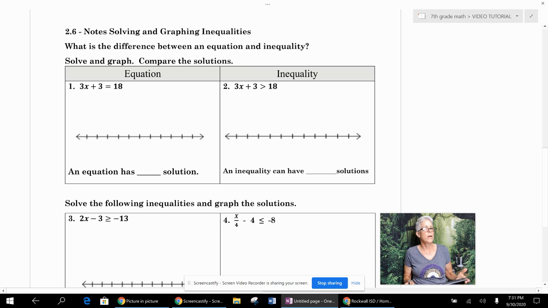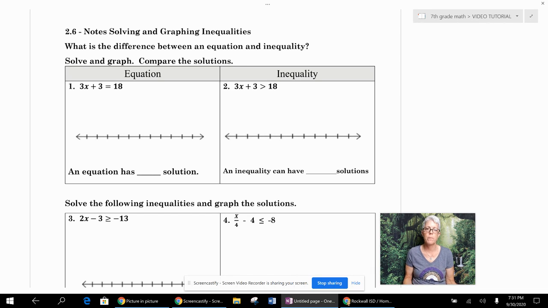Hey guys, so we are now going to attempt to solve and graph inequalities. It's going to look a lot like the equations except for the solution. Instead of having one number, we will have a solution set basically. So what is the difference?